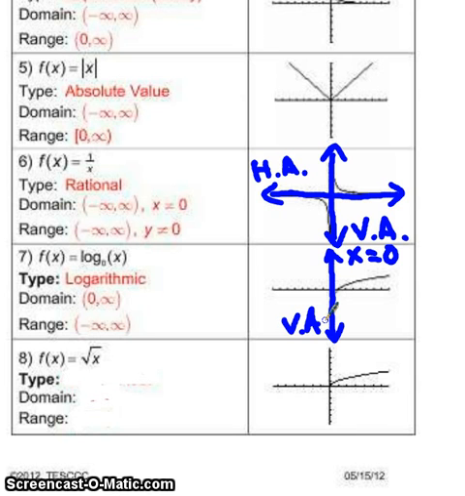Next function, square root of x. Type of function it is, square root. Its domain is from 0 to infinity, and its range is also from 0 to infinity.